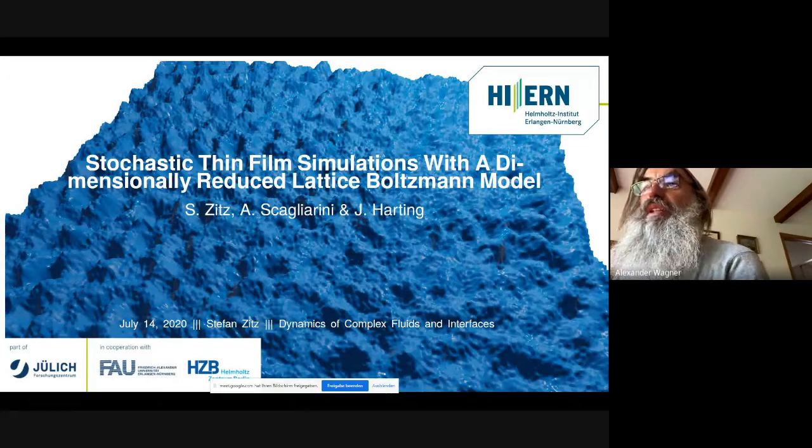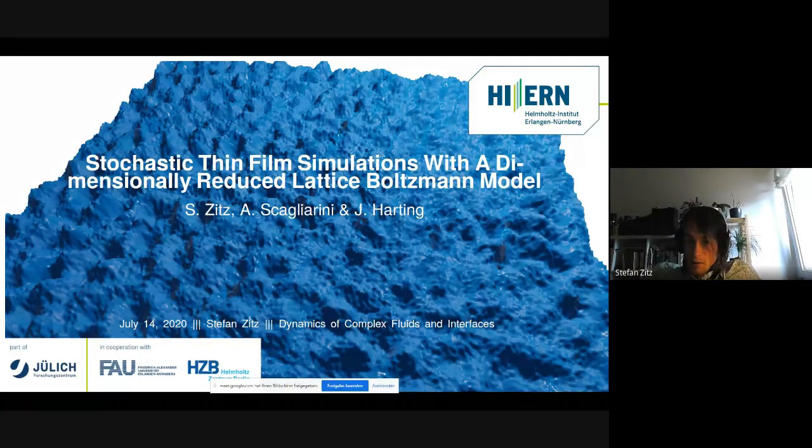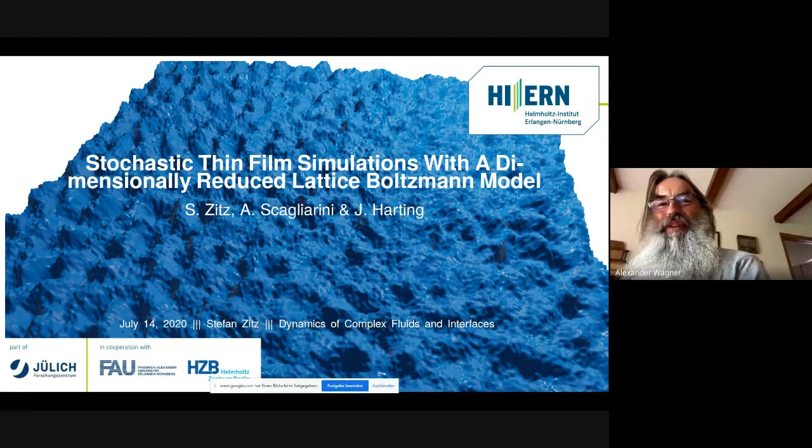So Stefan Zitz is working with Jens Harting, and he's going to tell us today about stochastic film simulations with a dimensionally reduced lattice Boltzmann model. And that's out of where you're actually located, in Erlangen? Our premises is actually still located in Nuremberg, but we are moving to Erlangen within some undefined time frame. Okay. Well, without further ado, I'll pass it over to you.